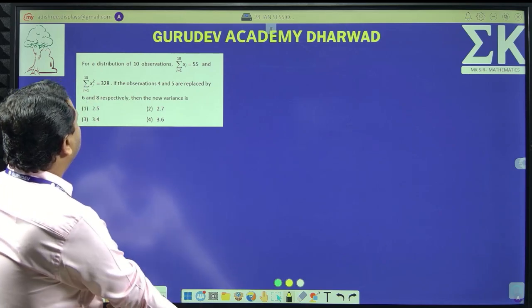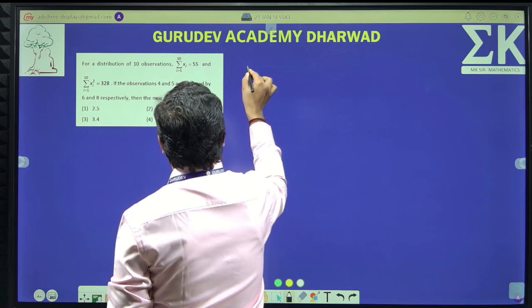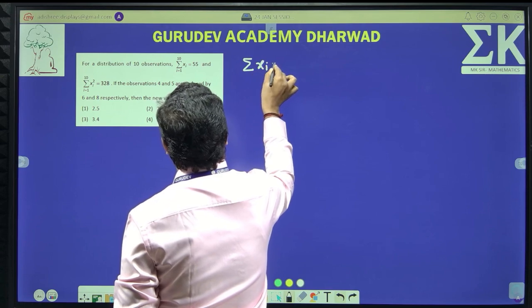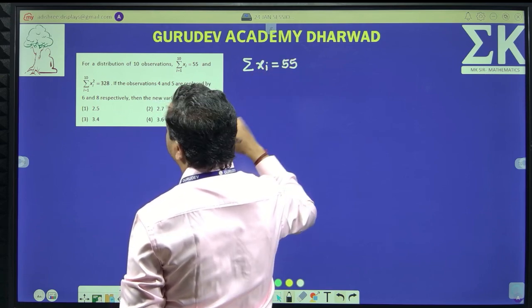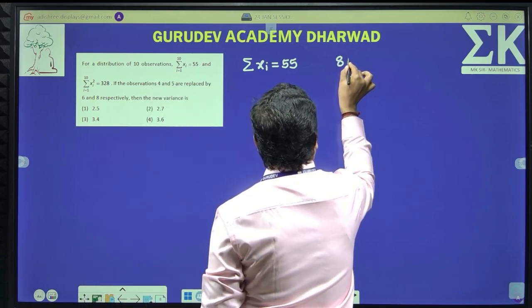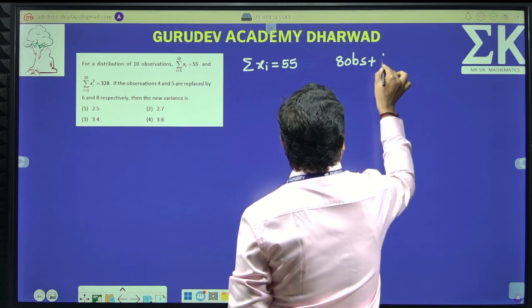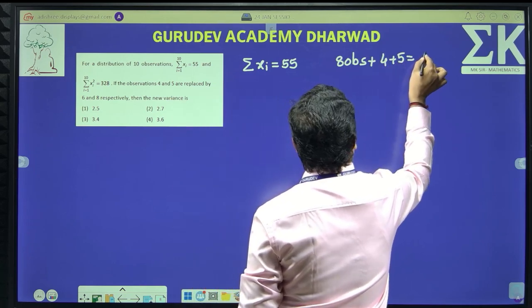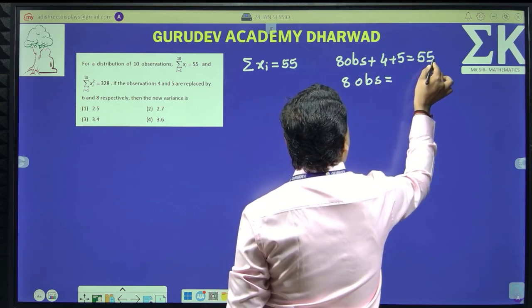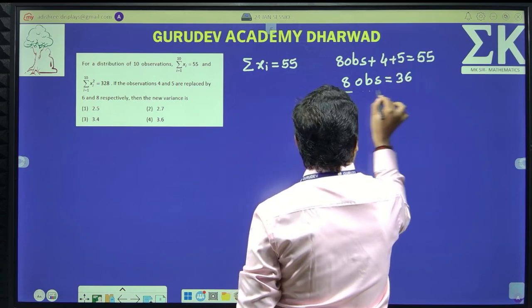For a distribution of 10 observations, sigma of xi is equal to 55. I can take it as 8 observations plus the other two observations, 4 plus 5, is equal to 55. What is the sum of the 8 observations? It is 55 minus 9, which is 46.